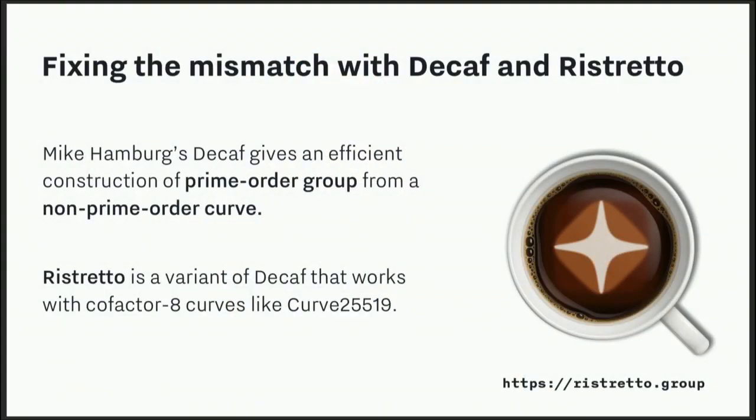So decaf is a construction by Mike Hamburg that lets you construct a prime order group out of a non-prime order curve pretty efficiently. And Ristretto is a variant of decaf that works with cofactor 8 curves like Curve25519.